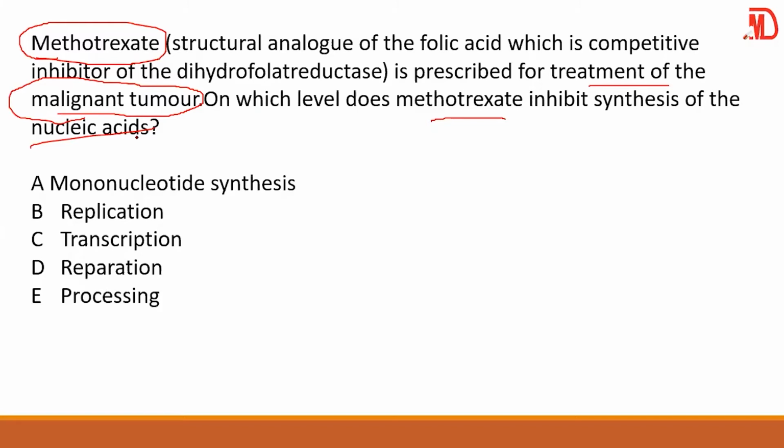So what comes to mind is mononucleotide synthesis. It inhibits mononucleotide synthesis. These are the purines and the pyrimidines, and they are involved in the synthesis of DNA and RNA. When they are inhibited, DNA will not be produced, RNA will not be produced, proteins will not be produced. Hence, there will be a reduction in tumor formation. So over here, we're going for mononucleotide synthesis. And don't forget, mononucleotides are the basic structures of DNA and RNA. So please take note. So it's A.